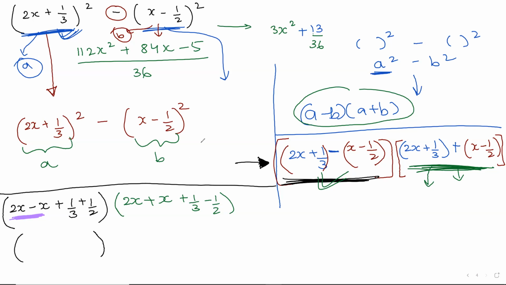Okay, so I'm just going to write this down. So this is going to be x, and then we're going to be left with this part, and that is 1 by 3 plus 1 by 2. So that is 5 by 6. Is it 5 by 6? Yeah, 5 by 6.